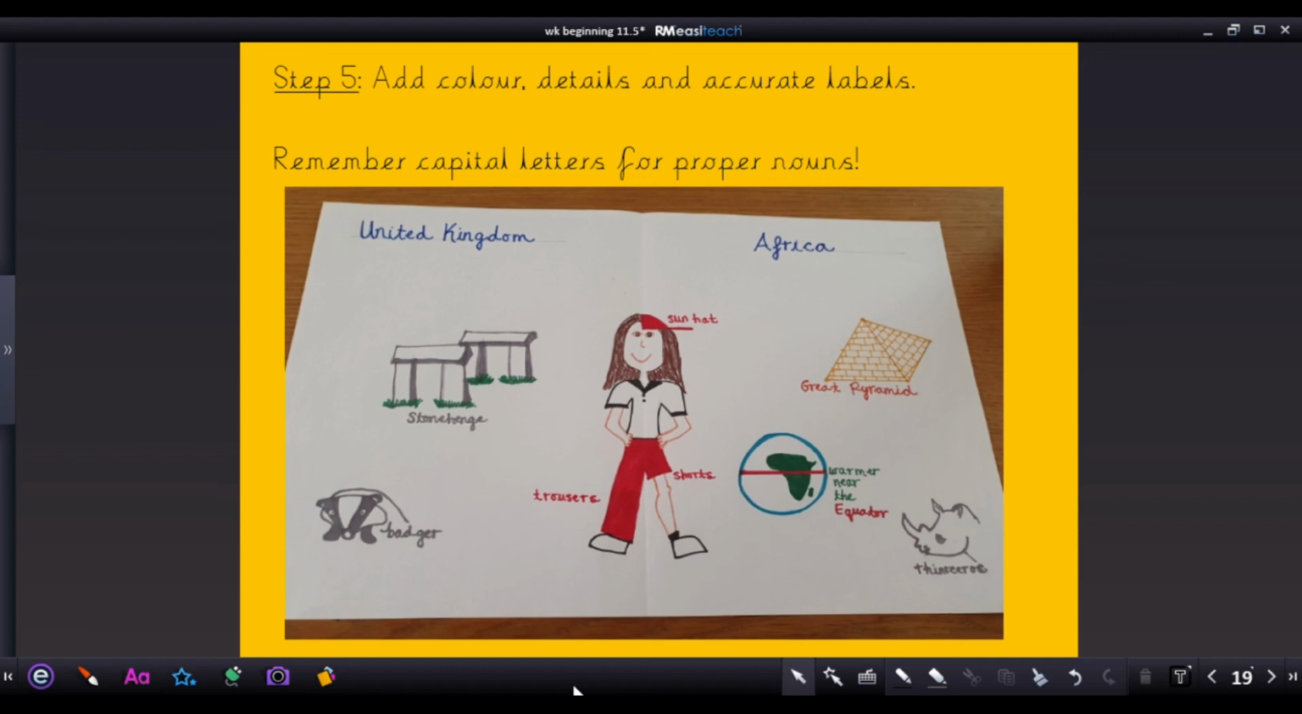Now mine isn't finished because I was rushing a little bit so that I could share my learning with you. Don't forget you have much more time, so I think maybe you might like to include more things on the United Kingdom side and even more things on the Africa side. For me to be very proud of my learning, I'd definitely like to add a bit more, but it's a good start.